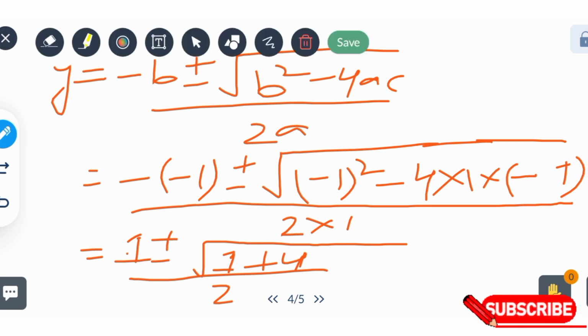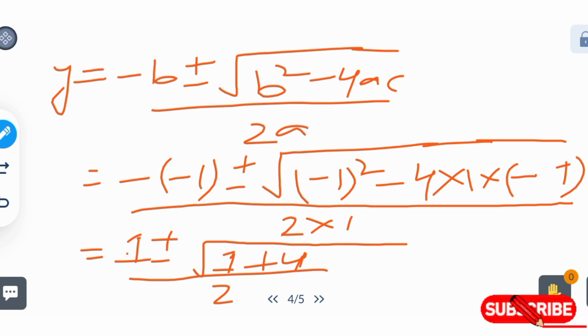See here once again what I have done. This minus minus became plus. Again here we have got this minus 1 square, which will become 1, and here this minus and this minus have become plus, and 4 ones are 4, I've written here. So we got this one. Now see what we can do here.